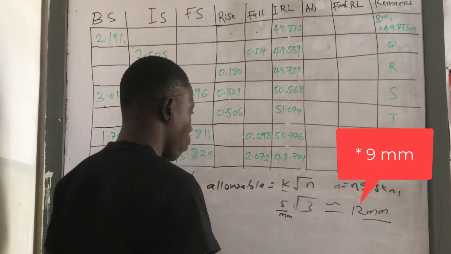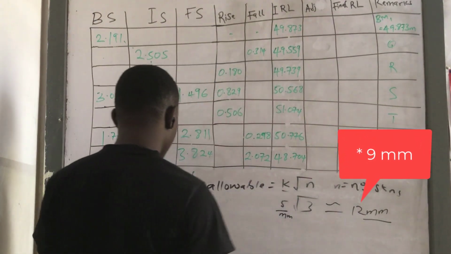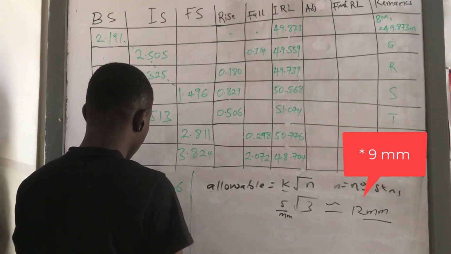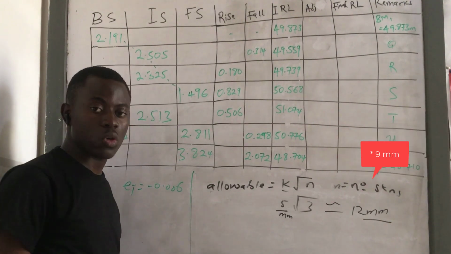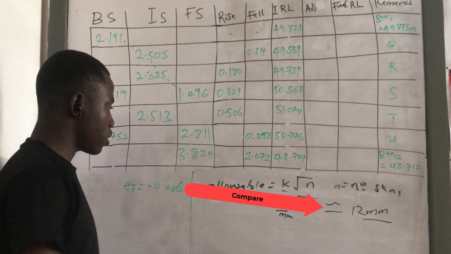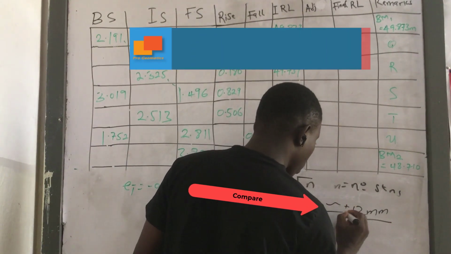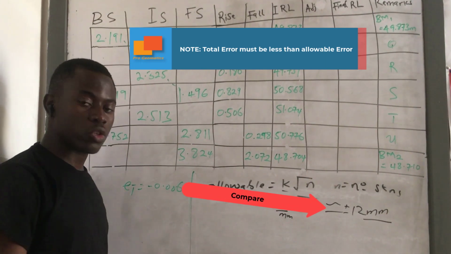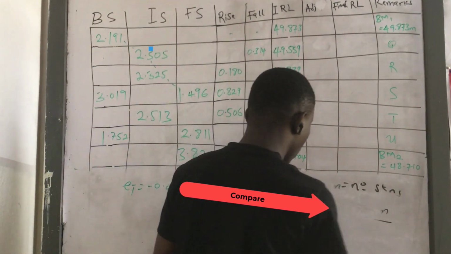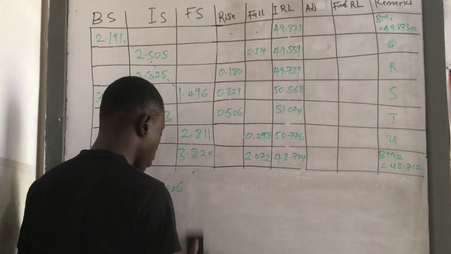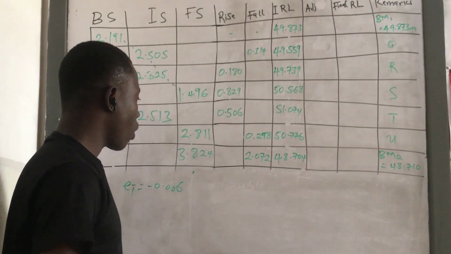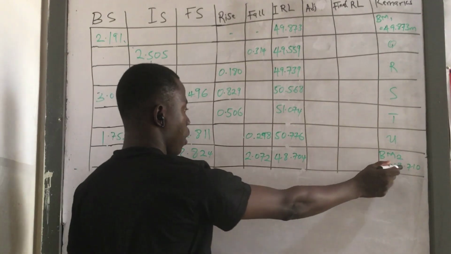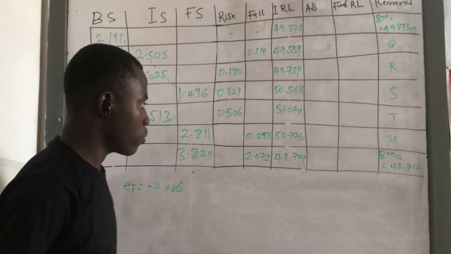So with this, you compare your allowable misclose to your total misclose or your total error. If you see that your allowable error is bigger than your total error, then it means your work is good enough to proceed. Considering it's a plus or minus, you realize that your total error falls within the allowable error. So you can proceed with your survey or with your computations. We want to adjust these initial heights so that they fit in properly and end up getting this particular height we're looking for.